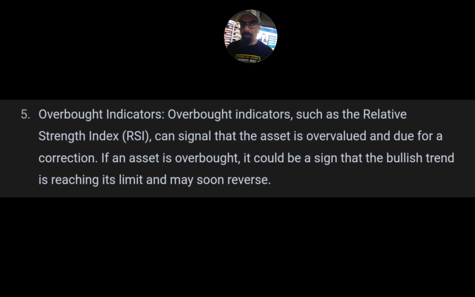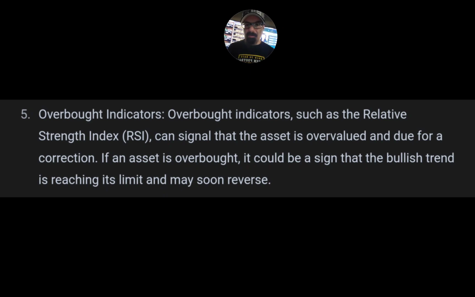And five, overbought indicators. Overbought indicators such as the Relative Strength Index, RSI, can signal that the asset is overvalued and due for a correction. If an asset is overbought, it could be a sign that the bullish trend is reaching its limit and may soon reverse. And an honorable mention here, number six, the Bart Simpson top.